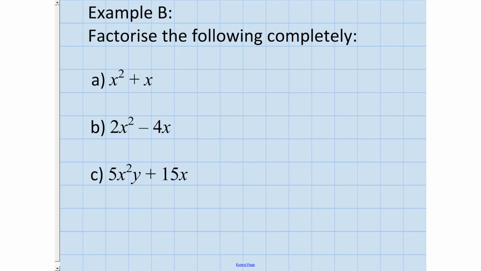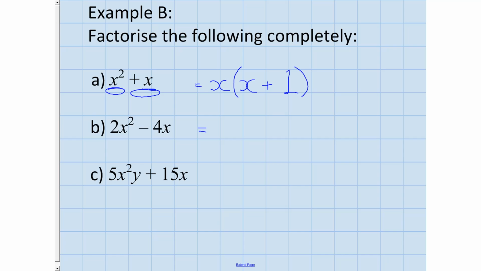Okay, these are a little different, because we've got some letters now. So the first one, a, x squared plus x, there's no numbers involved, but if we look at the two terms, they've both got an x in them. So that's what we can take out. Now to get from x to x squared, we need to times it by an x. To get from x to plus x, well, you might think I don't really need to times it by anything. Well, you times it by 1. Because x times 1 would be x.